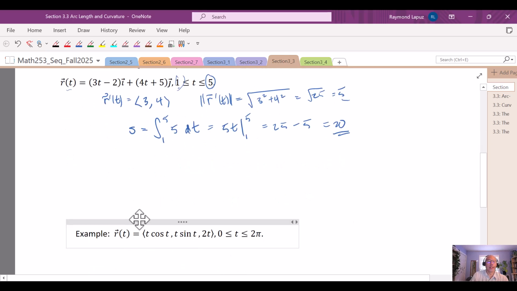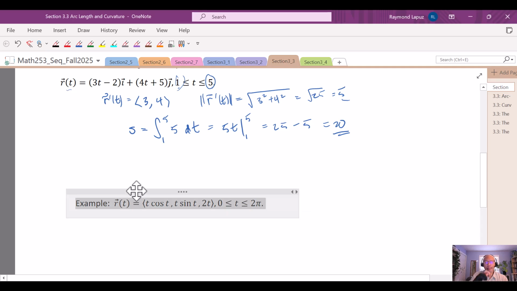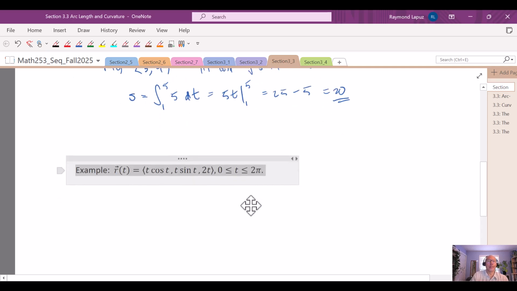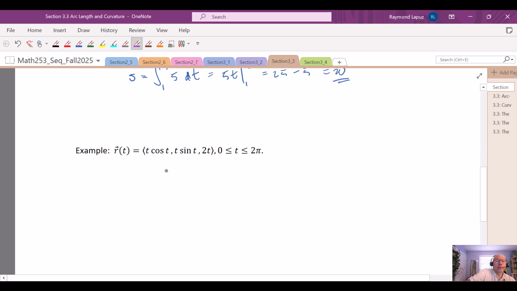Alright, let's do another example, and this one's a 3-dimensional curve. So doing the same thing, the same kind of work. Let's find the derivative of r, get r prime of t. So this derivative will require a product rule because they have t times cosine t. So derivative of the first times the second plus the first times the derivative of the second.